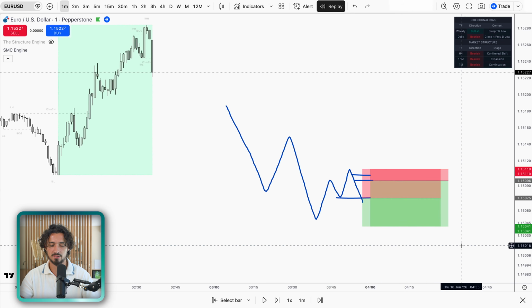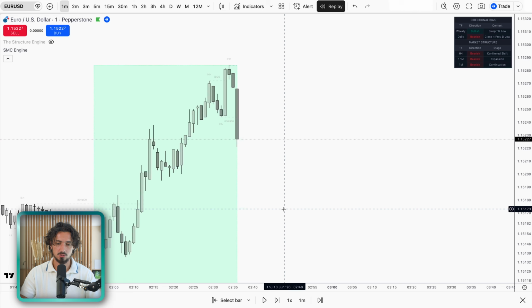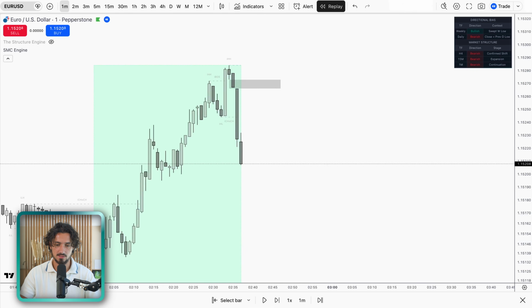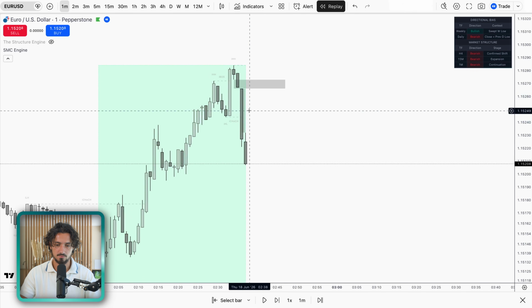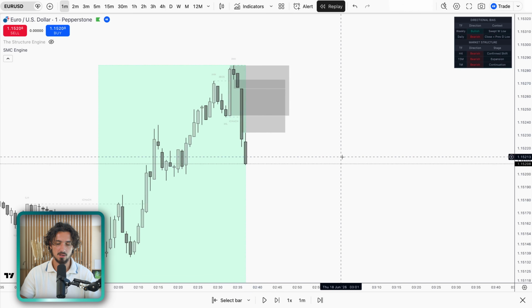So now we're looking for a point of interest, and that is always a fair value gap or an order block. You can look at it yourself. You can see that there is a fair value gap in here. You can see that there is a fair value gap here, and you can see that there is an order block here. Right? That's me manually marking it out.